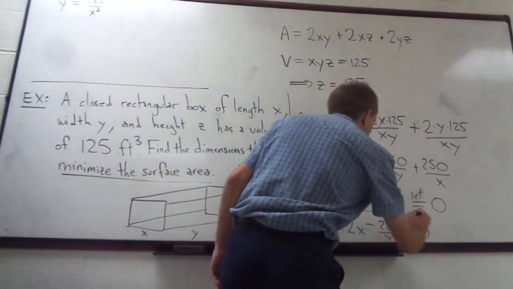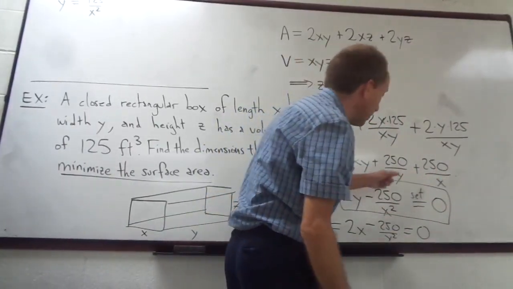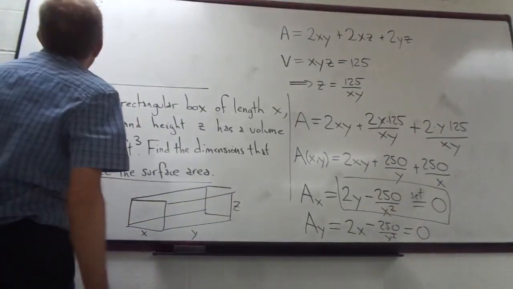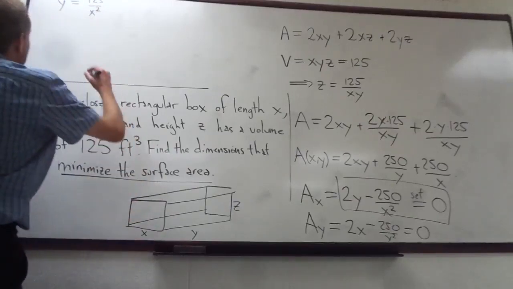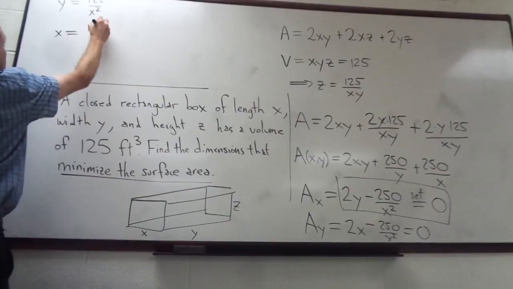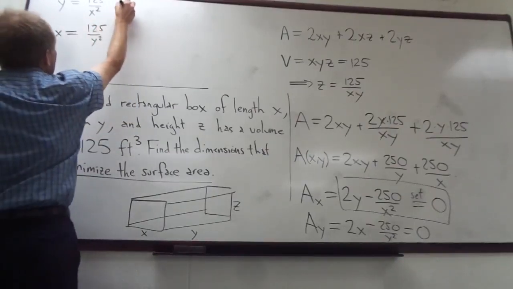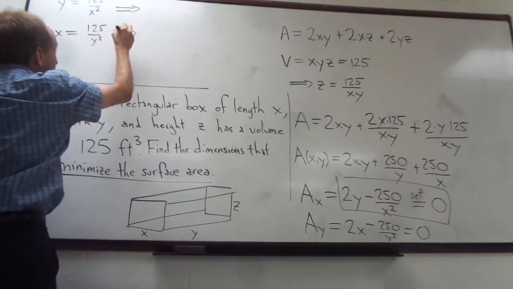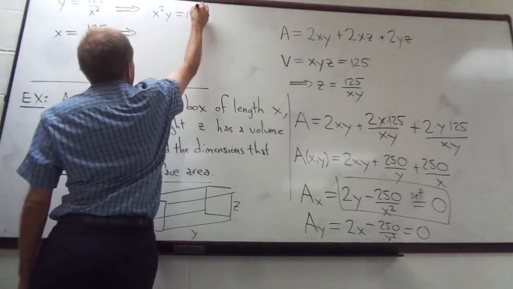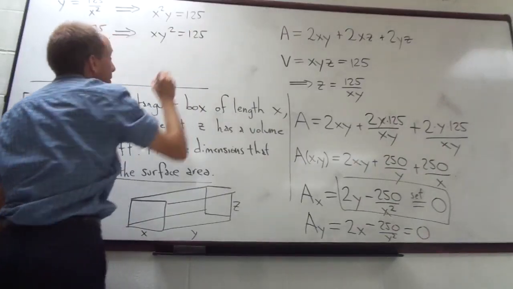So if I take this equation and I move the 250 over x squared to the other side and then cancel a factor of 2, this is what I'll be left with. y equals 125 over x squared. And I can do the same thing with the second equation, and I'm going to get x is equal to 125 over y squared. All right? I'm not the biggest fan of fractions, so I'm going to cross multiply those equations. x squared y equals 125, and xy squared equals 125. Okay?